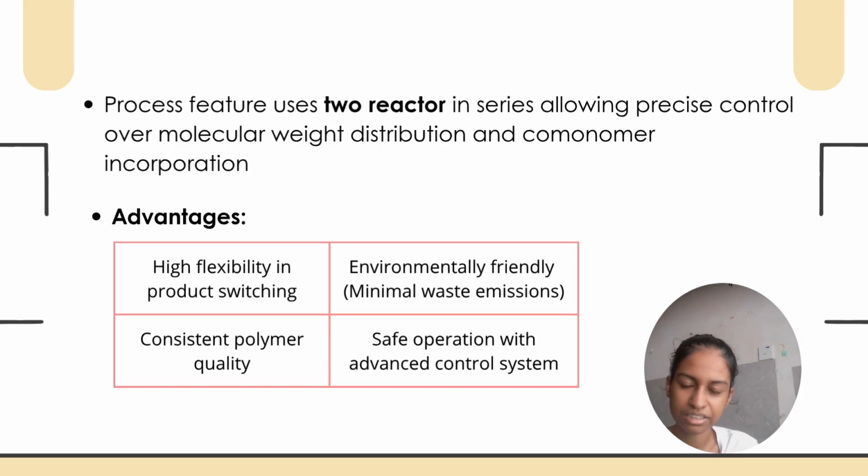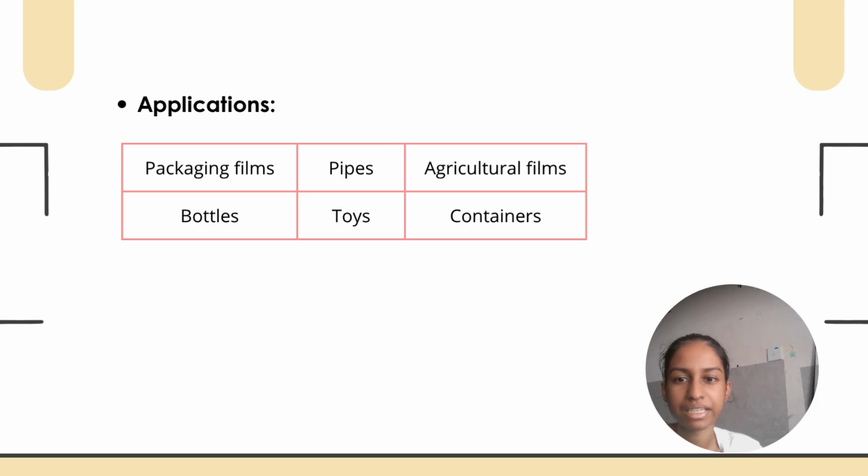The advantages are high flexibility in product switching, being environmentally friendly, consistent polymer quality, and safe operation with an advanced control system. The applications of the Basell Spherilene production for LDPE and HDPE are packaging films, pipes, agriculture films, bottles, toys, and containers.